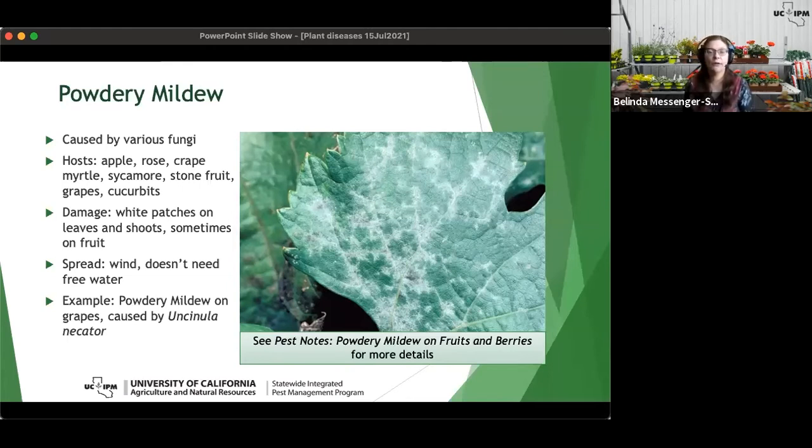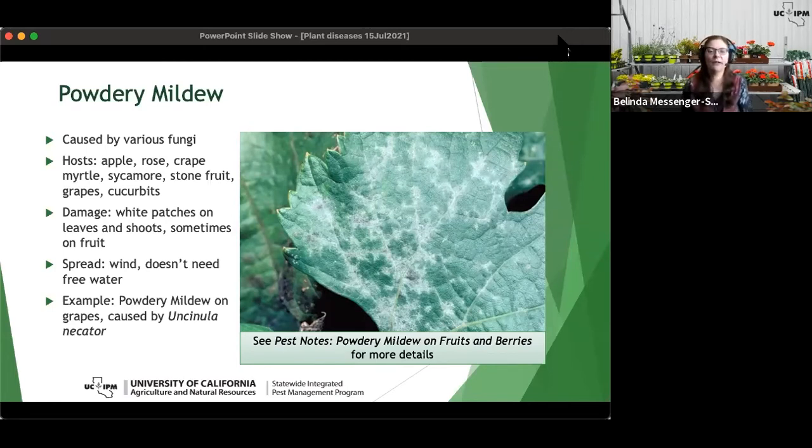This fungus overwinters in leaf litter and is spread by wind. So again, we're hearing a lot of this overwintering in leaf litter. If you take nothing else away from this, please take away that you need to clean up all those dead leaves to prevent plant diseases.